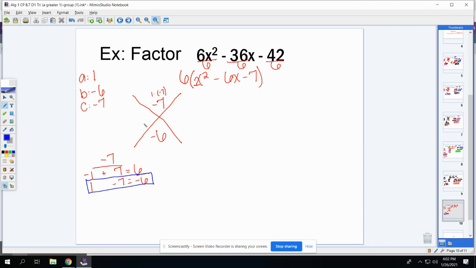And at this point here, since A is equal to 1, we do not need to use grouping. We can use this as the traditional X method. We do not need to do much to this. We can say this is a +1. We can say this is a -7. And all we need to do is say x plus 1 times x minus 7, and make sure we include that GCF that we took out. So final answer, 6 times x plus 1 times x minus 7.